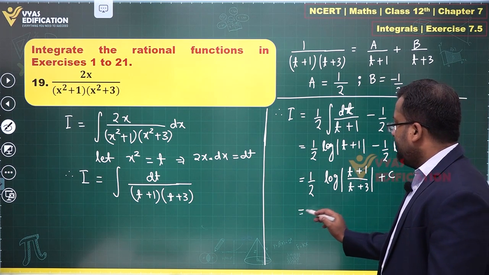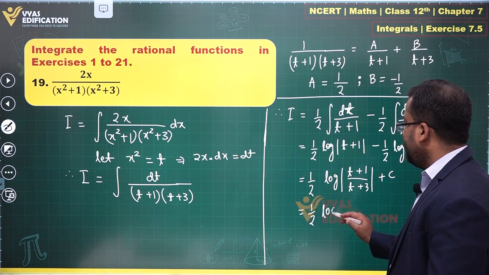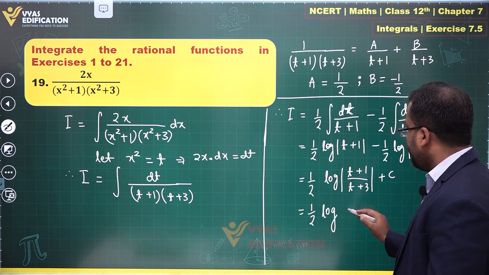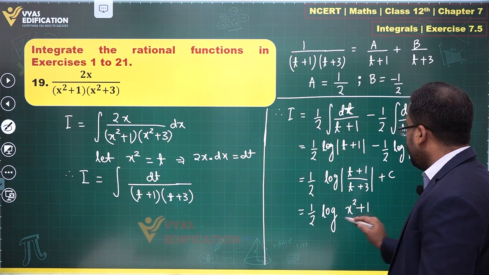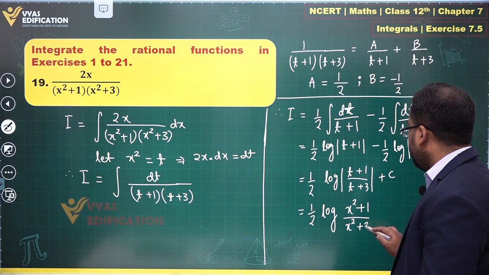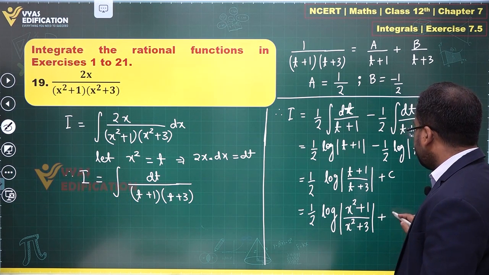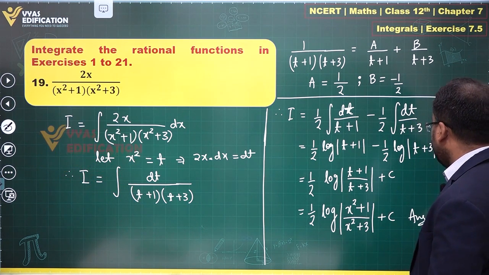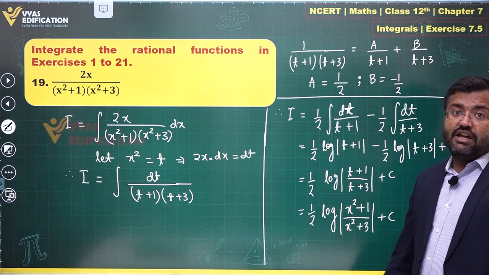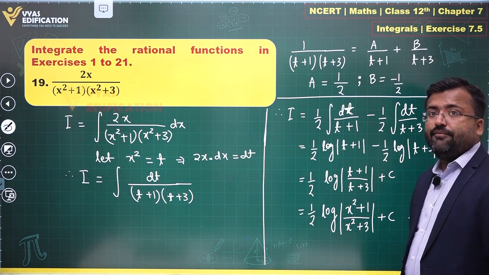This is what I have. What about this expression? This t can further be replaced by x square. So this is 1 by 2 log of modulus x square plus 1 upon x square plus 3, plus a constant term, and that is the required answer for this particular question.